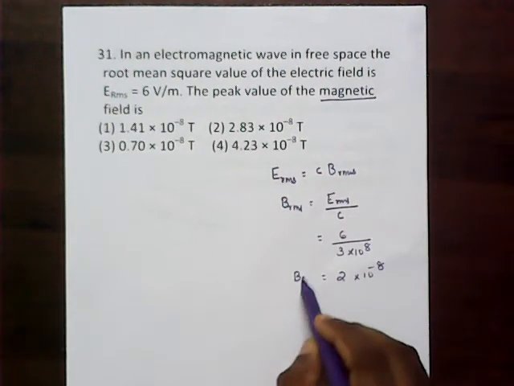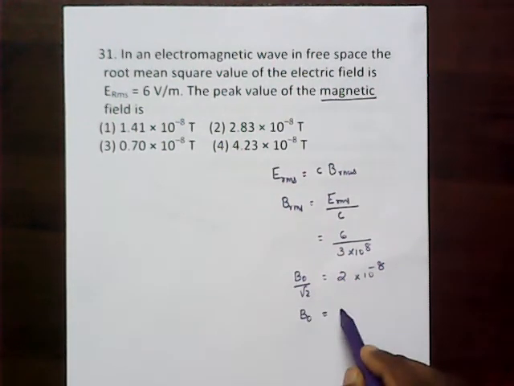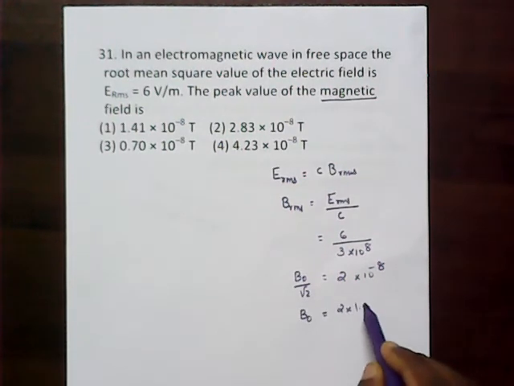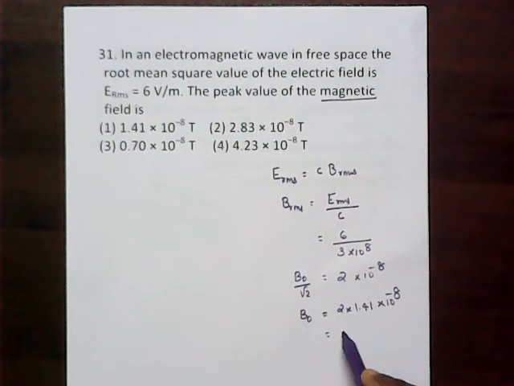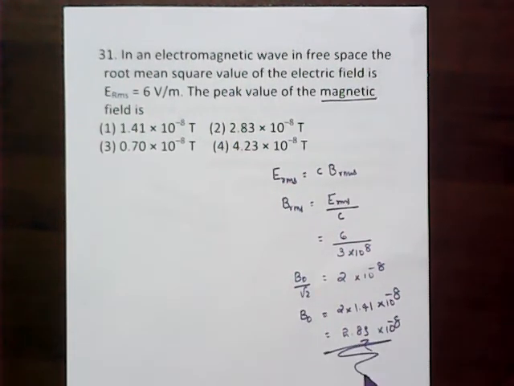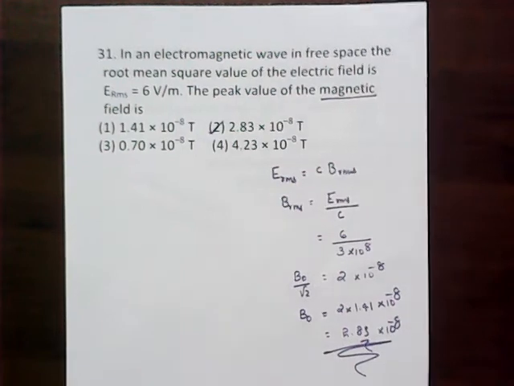But we need the value of the peak value. So we can convert it into B0 by root 2. So B0 equals 2 into root 2 into 10 raised to minus 8. So you get the value as 2.83 into 10 raised to minus 8. So we can take 2 as the answer. A simple concept. Number 32.